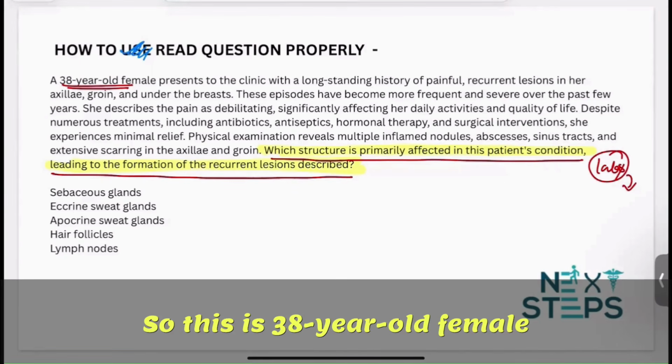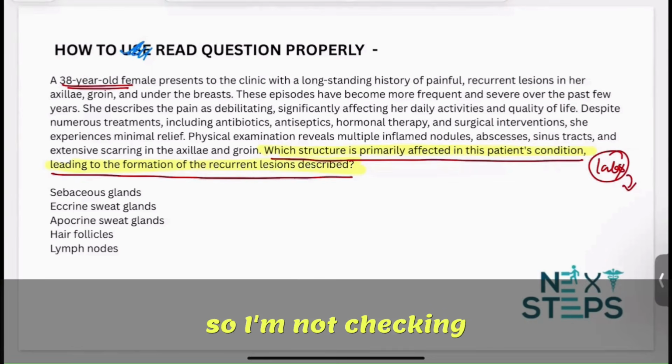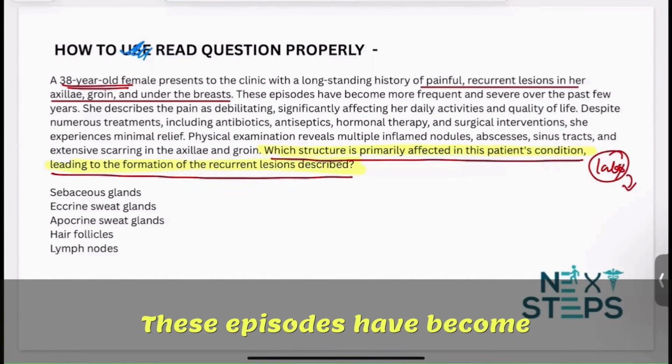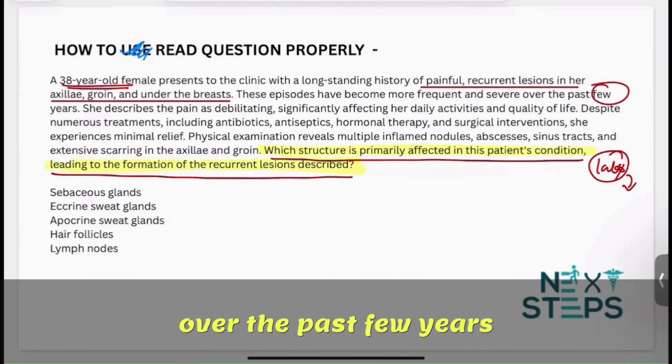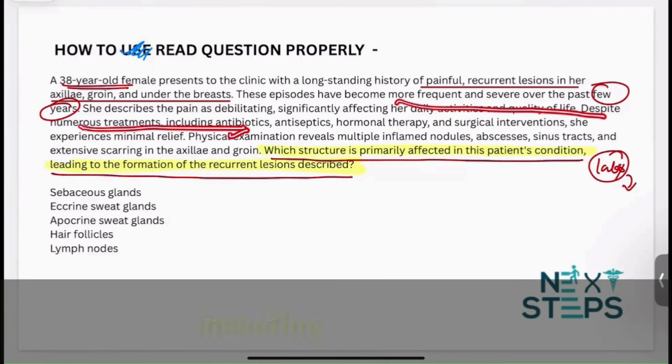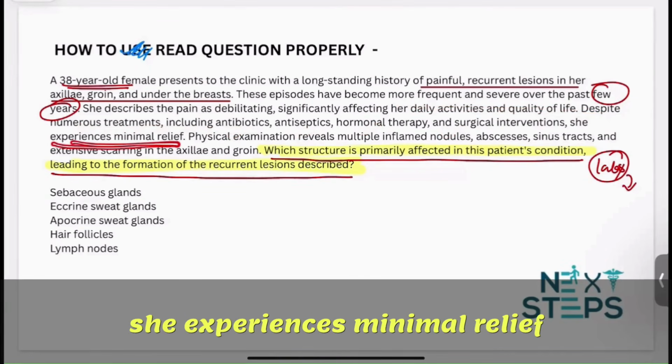So this is a 38-year-old female. There are no labs, so I'm not checking them, with a long history of painful recurrent lesions in her axilla, groin, and under the breast. These episodes have become more frequent and severe over the past few years. So it's a chronic condition. It's not acute, like within a few days or something. It's affecting her daily activities and quality of life despite numerous treatments, including antibiotics, antiseptics, hormonal therapy, and surgical interventions. She experiences minimal relief.